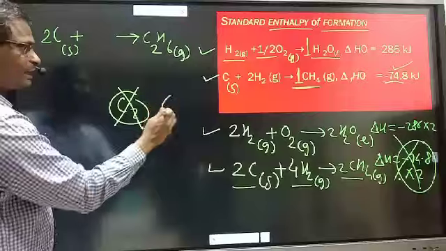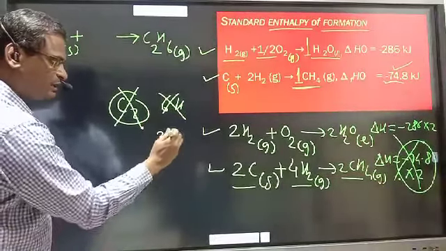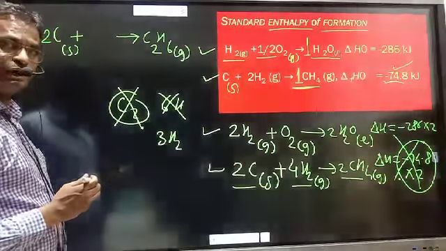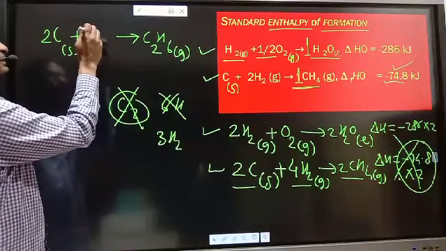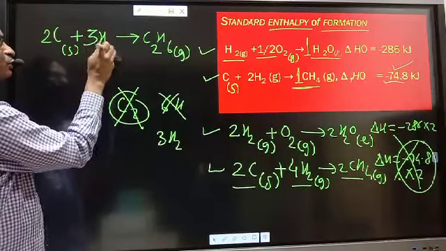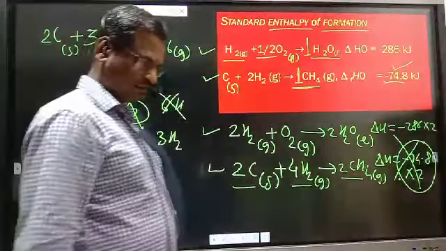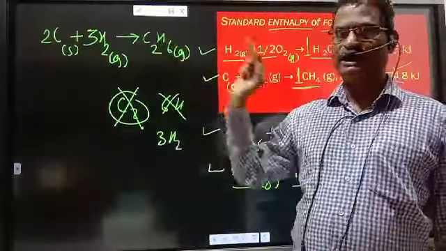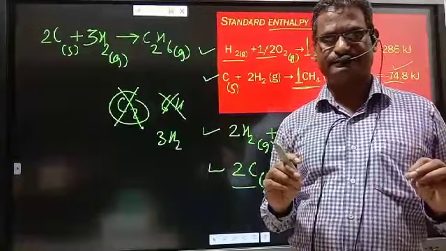But here we cannot write 6H. Instead of that, we have to write 3H2, because hydrogen is present in the molecular state. So 2C solid plus 3H2 gas, it is giving C2H6 gas. That's how simply this reaction is balanced. Formation reactions are easily balanced.